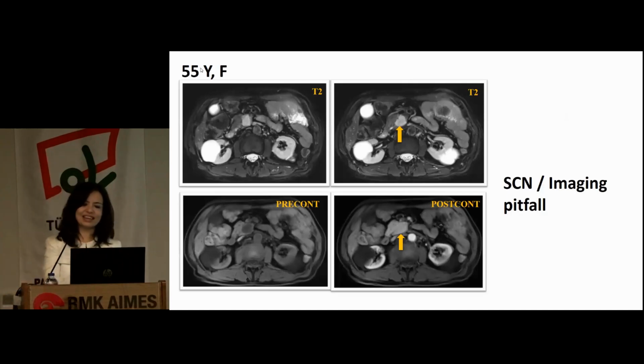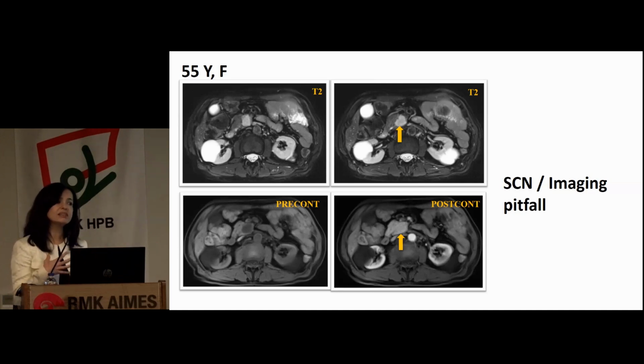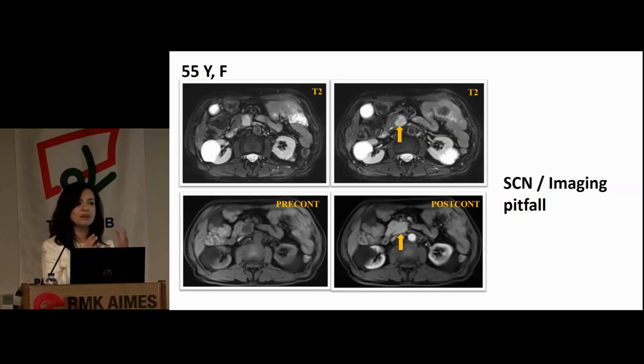This is a very interesting case. This is one of the most important imaging pitfalls for SCNs. In case of the honeycomb pattern, there are many septa and the cystic locules are very tiny. In these patients, after intravenous contrast administration, the lesion, although it is cystic, may mimic a hypervascular pancreatic tumor and may be mistaken for PNET.